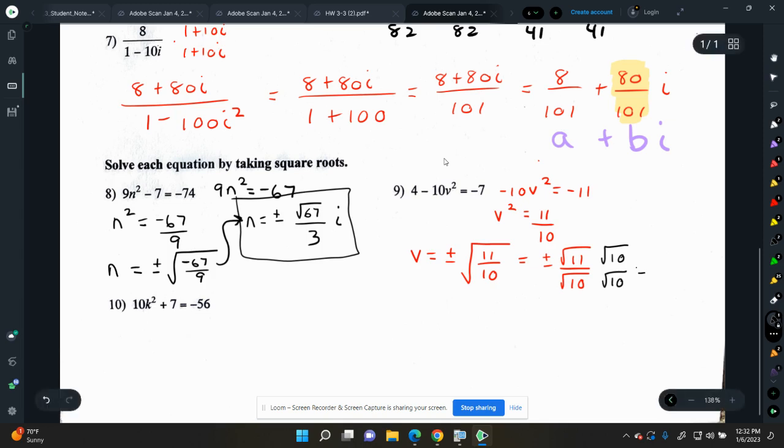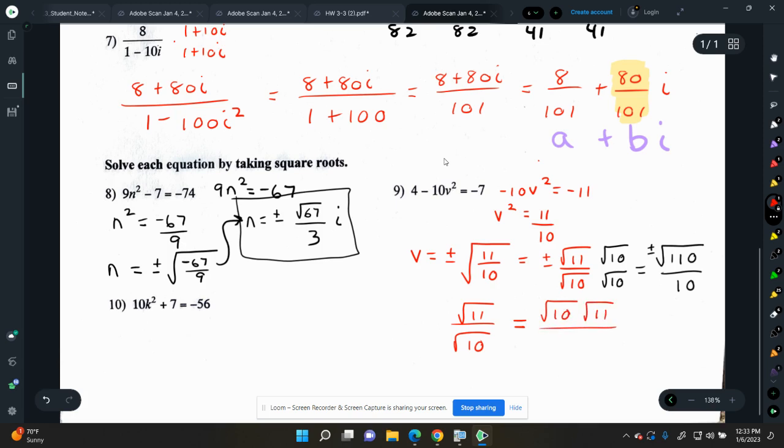So this ends up being the square root of, we're going to do 11 times 10, so that's 110. And on the bottom, we no longer have a square root. Let me just go back a minute. We're looking at the square root of 11 over the square root of 10. Move and remove. Move the square root of 10 up. Remove the square root from the bottom.